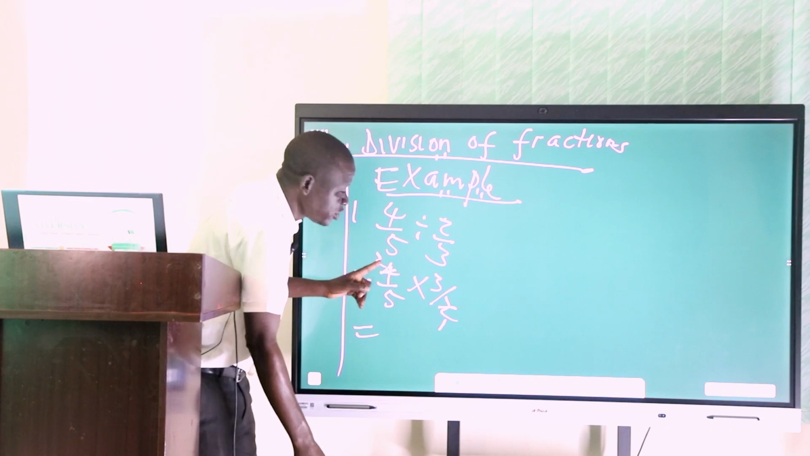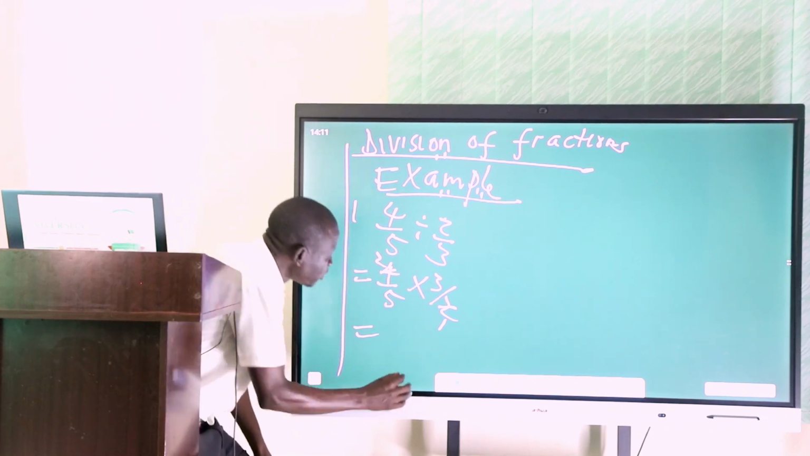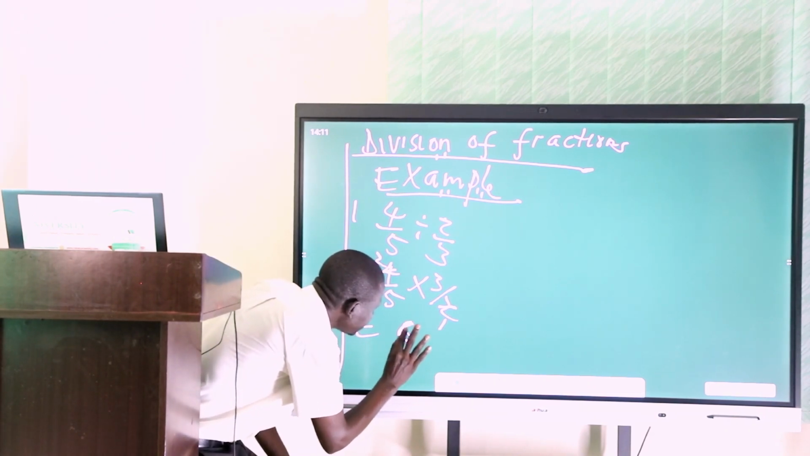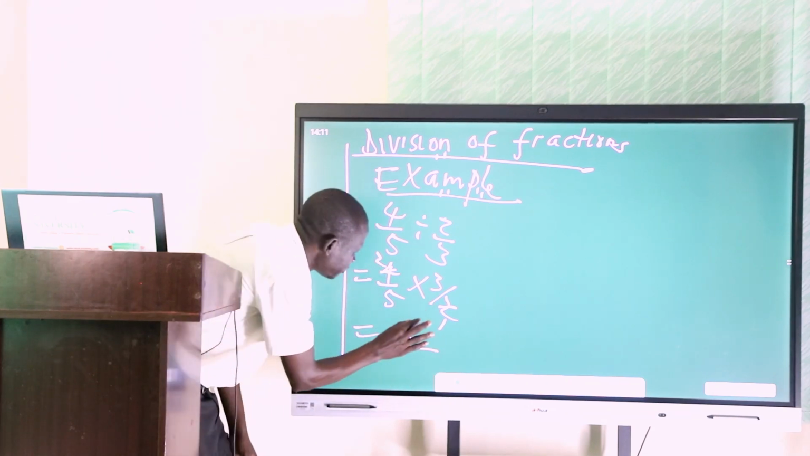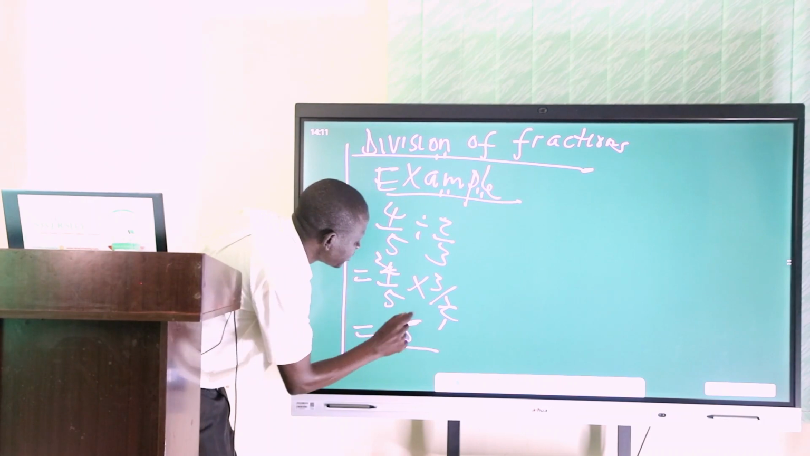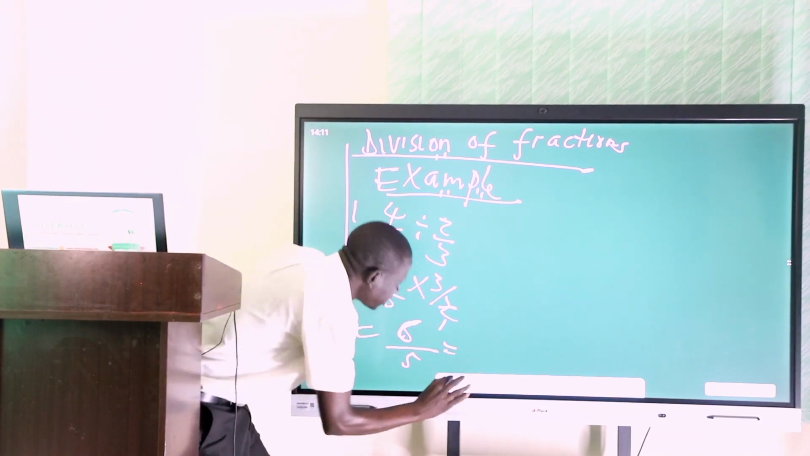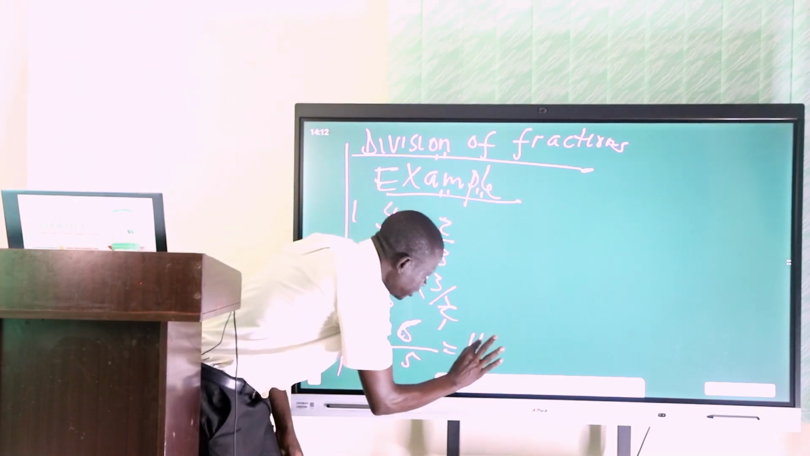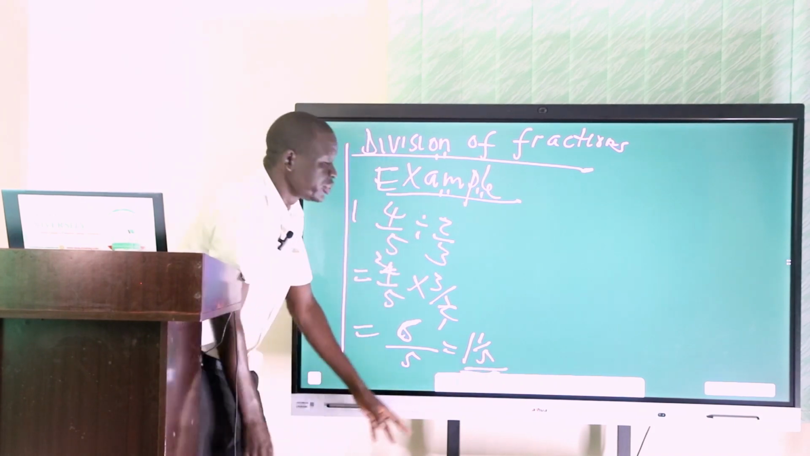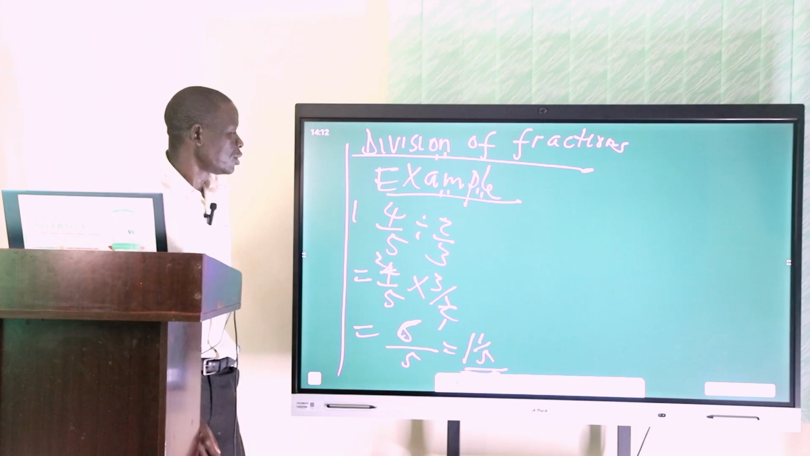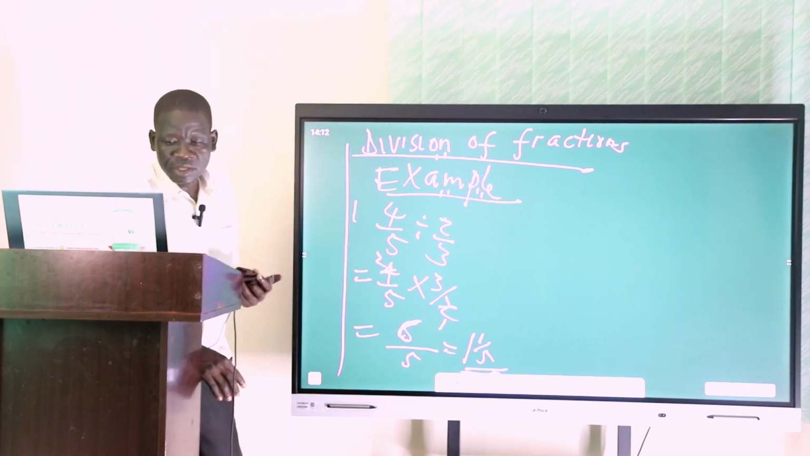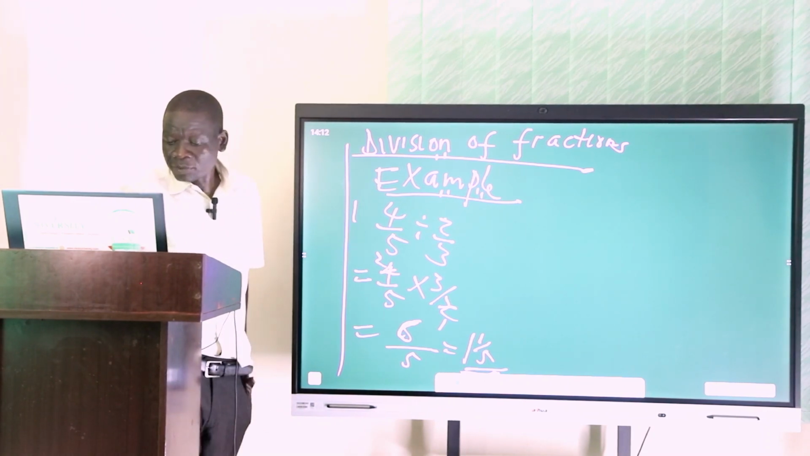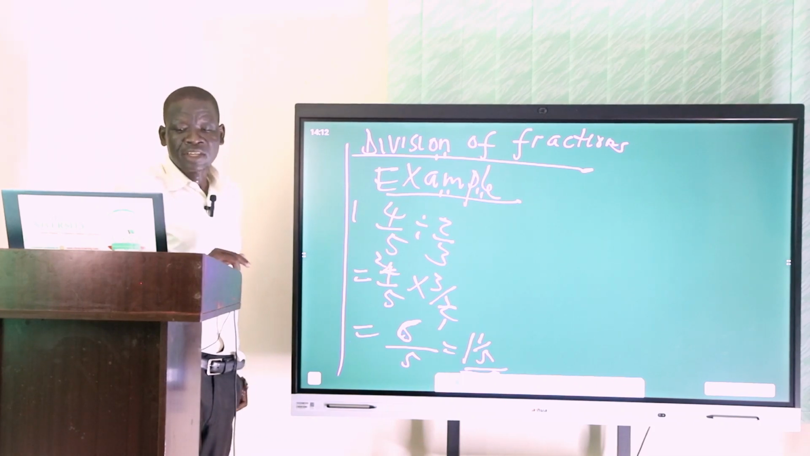And we shall now multiply the numerators. 2 times 3, we get 6. Then divided by 5 times 1, you get 5. And therefore, 6 divided by 5, we get 1 whole number and 1 over 5. So this one now becomes the answer. So basically, this is how we divide fractions. We can also have another example to make you understand better.